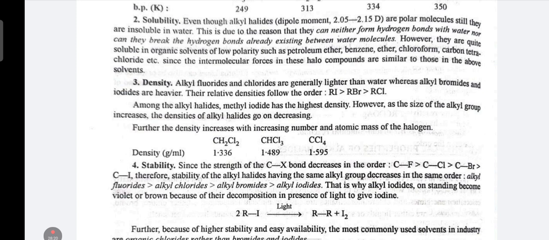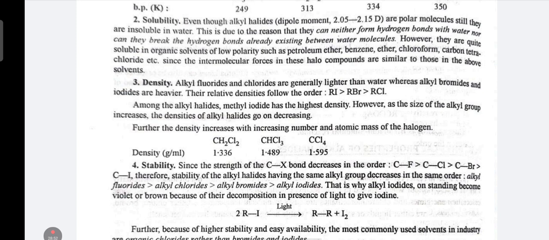Density: alkyl fluorides and chlorides are generally lighter than water, whereas alkyl bromides and iodides are heavier. Their relative density follows the order RI, RBr, RCl. Among the alkyl halides, methyl iodide has the highest density. However, as the size of the alkyl group increases, the density of the alkyl halide decreases.